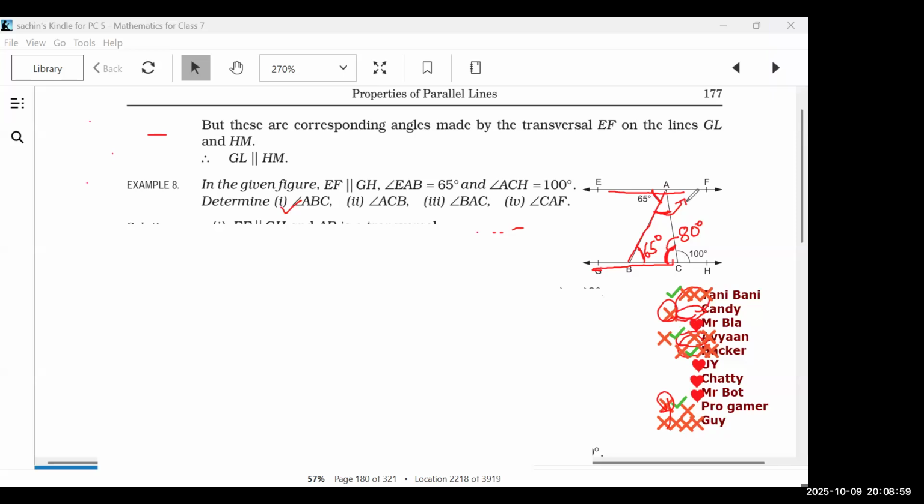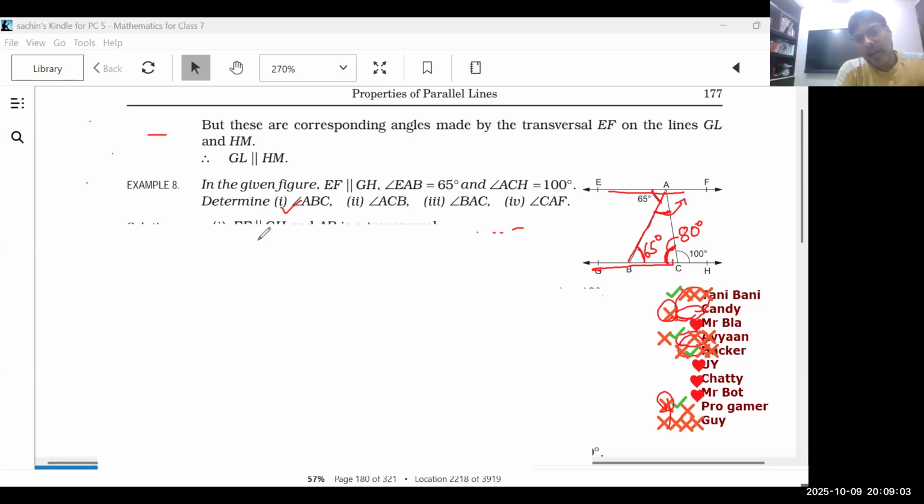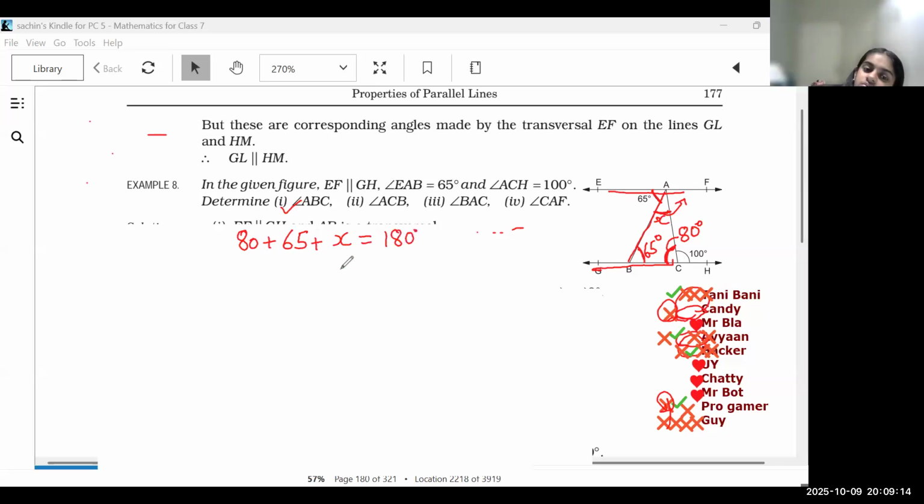It will not be 25. 35? 35. Hacker beta, unmute. Because we can use the angle sum property. Hacker, why are you not answering? I didn't know this one. So the x will be 35. Then the last question goes to Hacker because she has not answered.